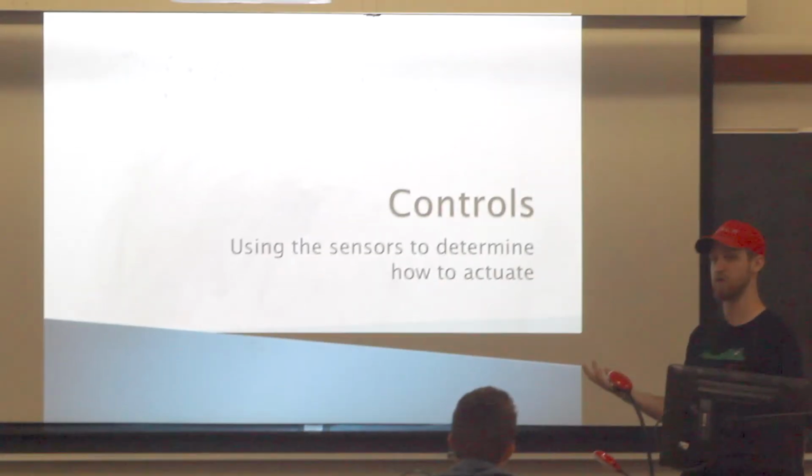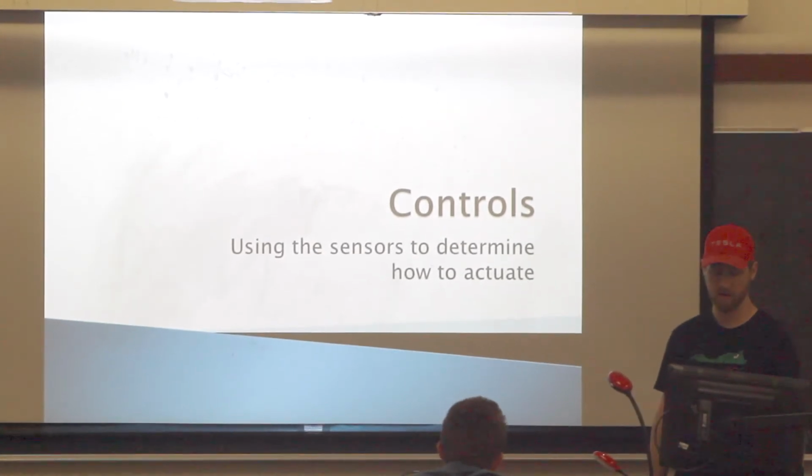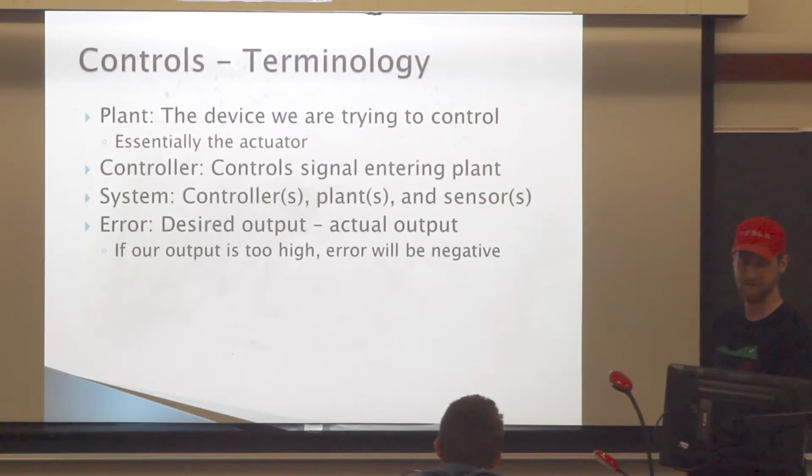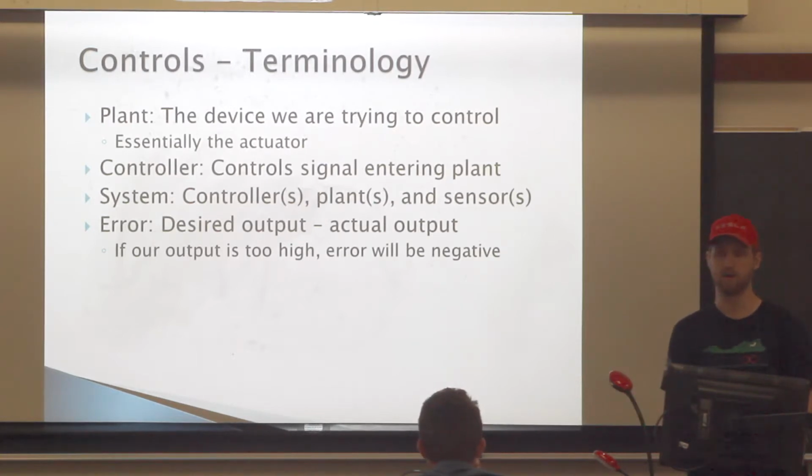So what I was saying about actuators is how do we use them together? Basically, the basic concept of controls is sometimes things don't do what we want, and we can usually fix that. So here's some terminology to keep in mind. The plant is the device we're trying to control, which could be the actuator or something else. The controller controls the signal that goes to the plant. The system is everything together: the controller, plant, and sensor, and there can be multiple plants together.